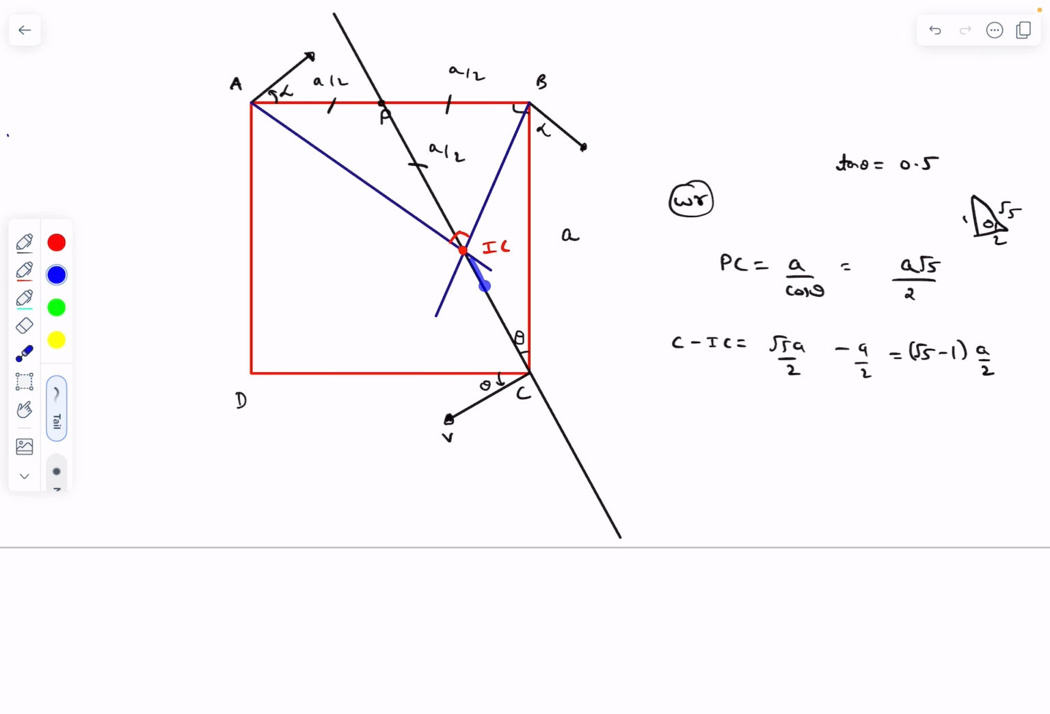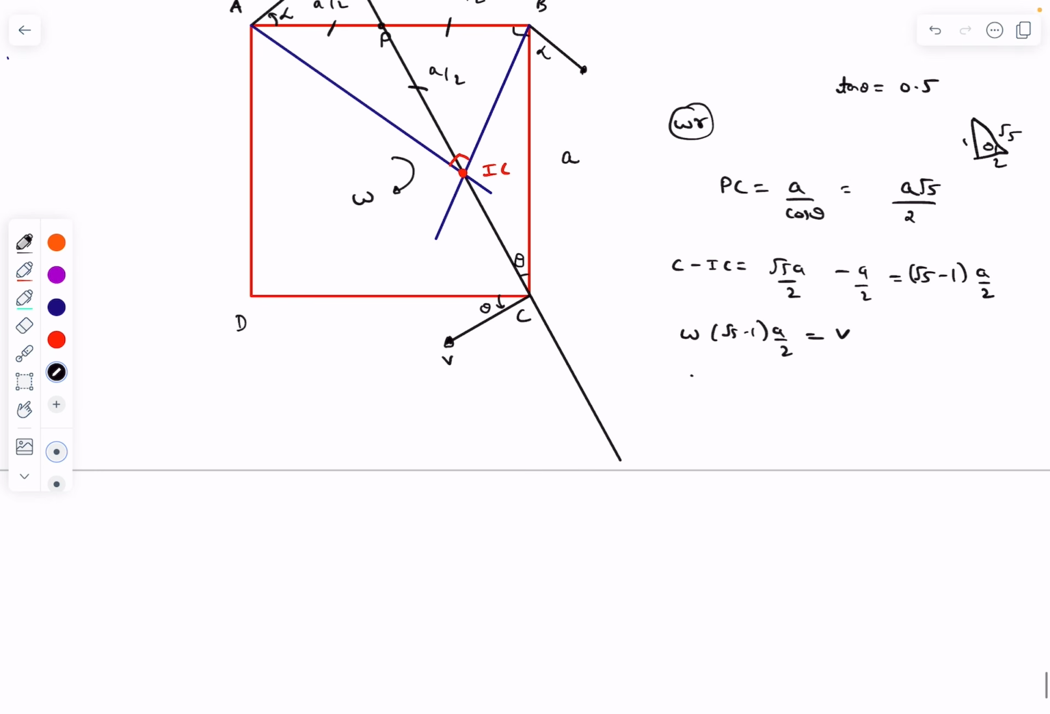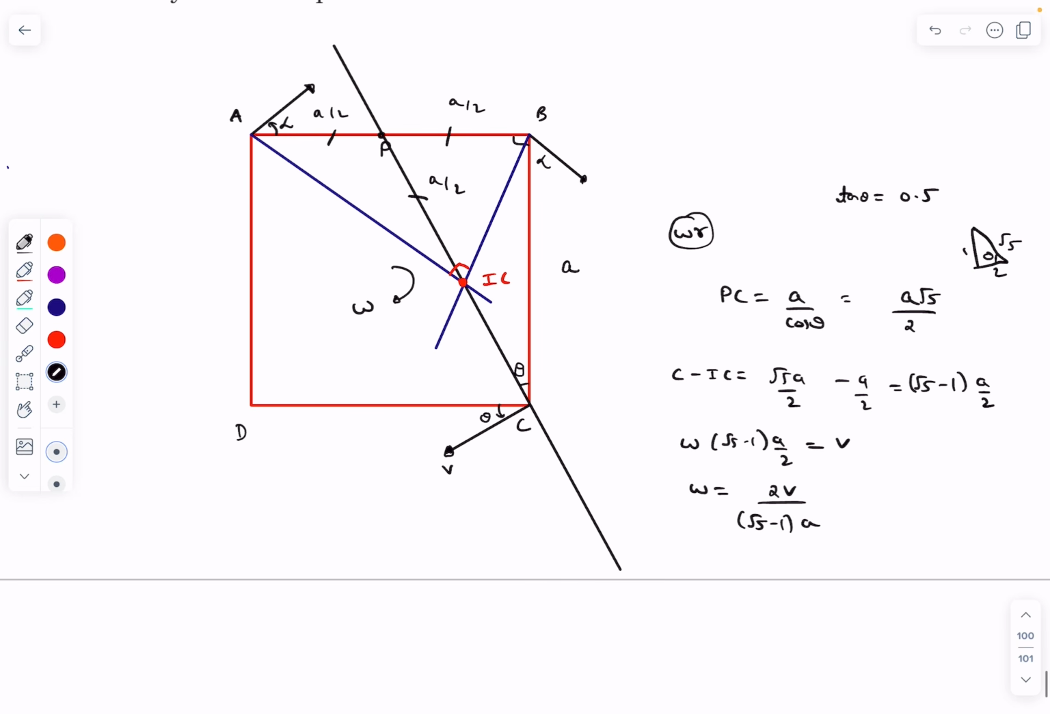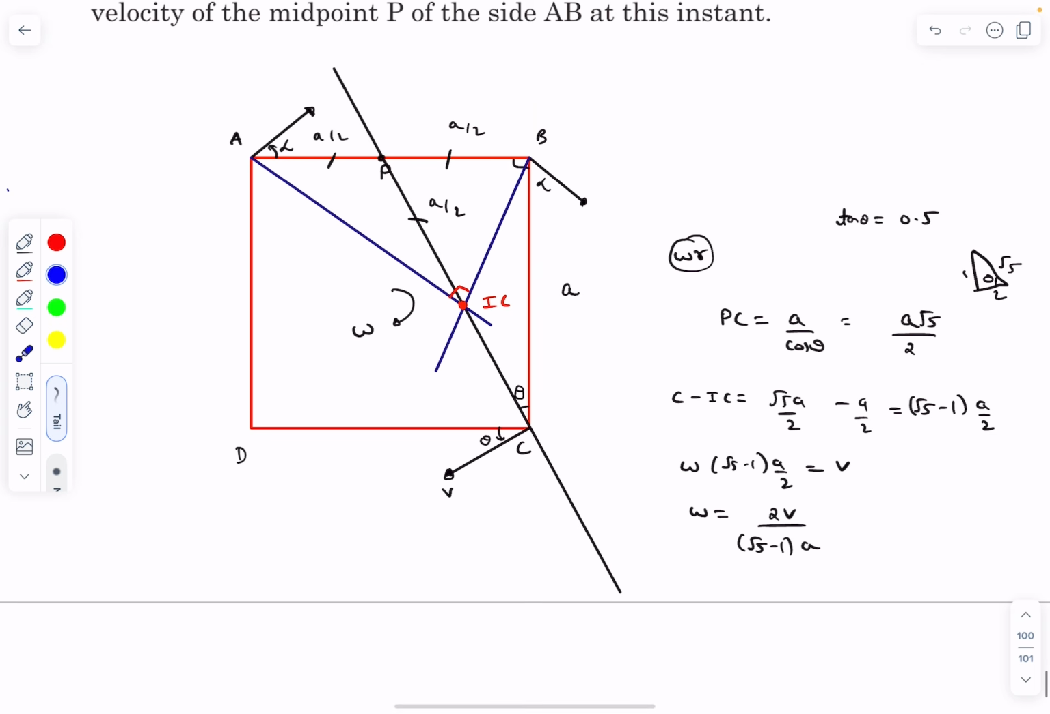So now we know this particular distance. If I multiply that distance with the omega of the rigid body, so this rigid body was initially rotating with some angular velocity, that angular velocity times the distance should give us the velocity of point C. So from here we get omega as 2v divided by root 5 minus 1 times A. Okay, and now once we have the velocity, the question is done, because the velocity of point P is just going to be omega multiplied by A by 2.